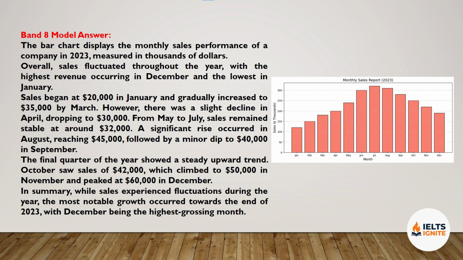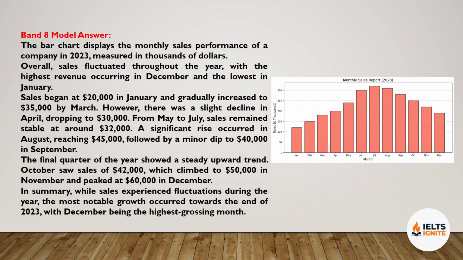Sales began at $20,000 in January and gradually increased to $35,000 by March. However, there was a slight decline in April, dropping to $30,000. From May to July, sales remained stable at around $32,000. A significant rise occurred in August, reaching $45,000, followed by a minor dip to $40,000 in September.